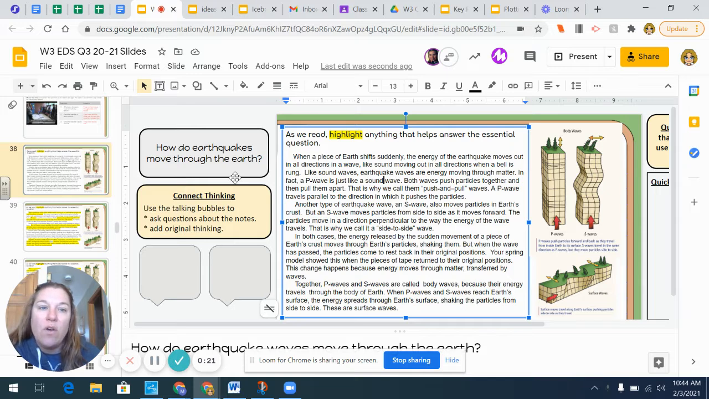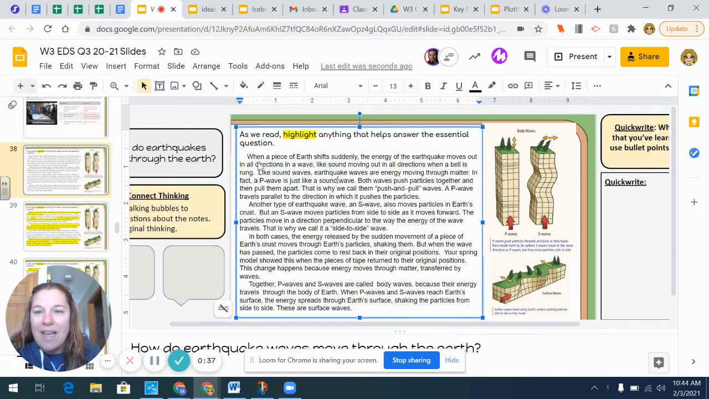So earthquakes, we know that they shake things on the surface. You've probably seen videos, or maybe seen things on the news when earthquakes have hit. But how does that work? What makes it shake? That's what we're going to take a look at today.